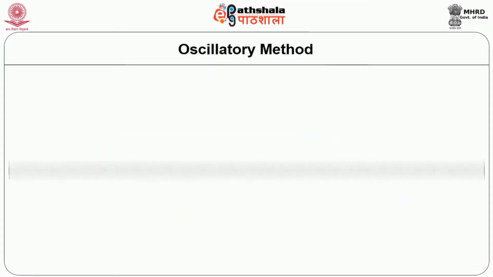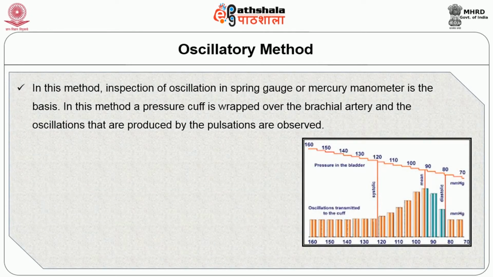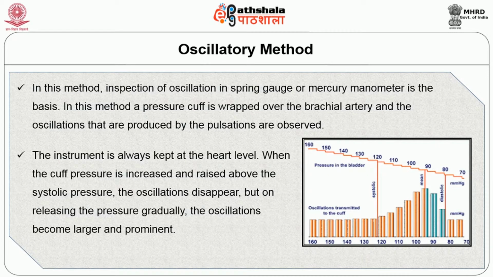In oscillatory method, inspection of oscillation in spring gauge or mercury manometer is the basis. In this method, a pressure cuff is wrapped over the brachial artery and the oscillations that are produced by the pulsations are observed. The instrument is always kept at the heart level. When the cuff pressure is increased and raised above the systolic pressure, the oscillations disappear, but on releasing the pressure gradually, the oscillations become larger and prominent.